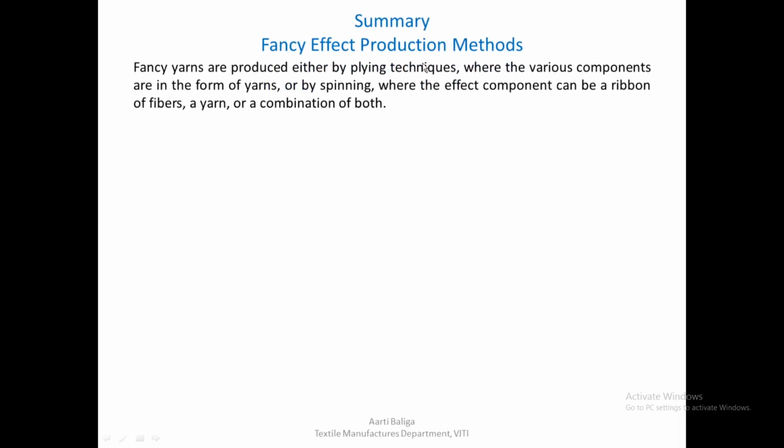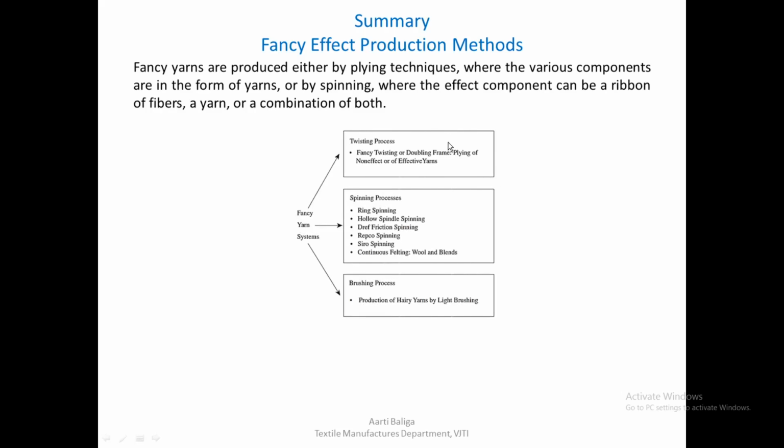So, summarizing the fancy effect production methods, let us see a summary chart or a diagram here. Fancy yarns are produced either by plying techniques, where the various components are in the form of yarns, or by spinning, where the effect component can be a ribbon of fibers, a yarn, or a combination of both. So we can have all these kinds, where we can use either sliver or roving to make this particular yarn. So fancy yarn systems can be put in this particular chart.